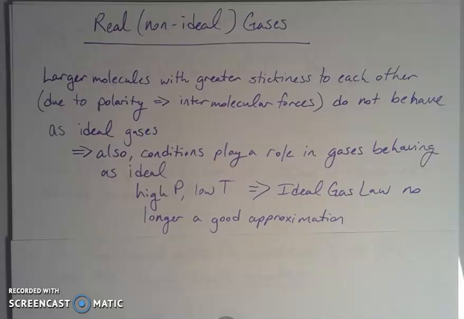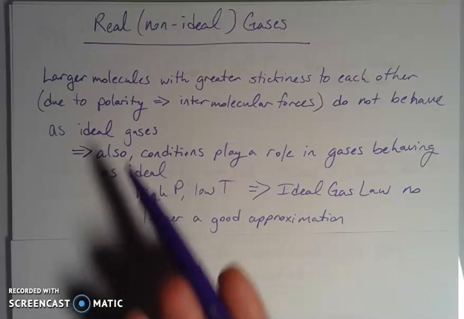So I want to focus then on, well, what does this look like for non-ideal gases, or for conditions that make us more hesitant or reluctant to use the ideal gas law? So that's really what this video is about. So I want to talk about larger molecules, which, if they're larger, means they're going to have more volume, which means that it's less easy to make that assumption that that volume is negligible. And they potentially have greater stickiness to each other, which would have to do with their polarity.